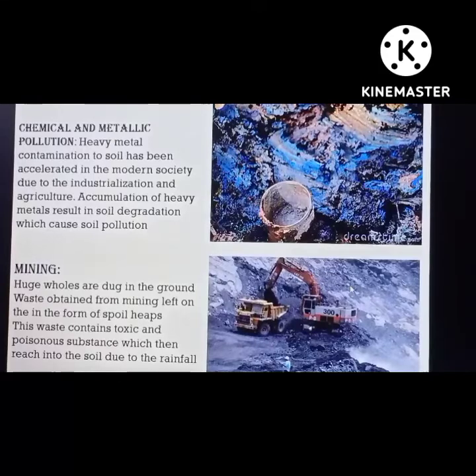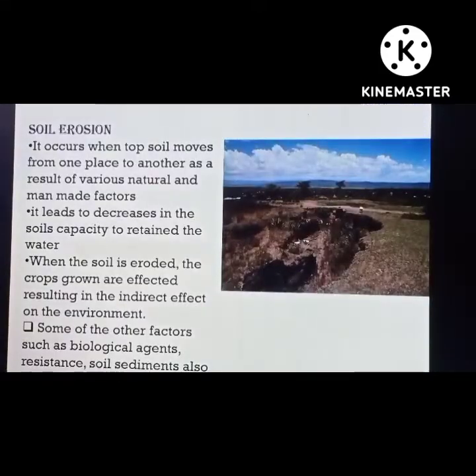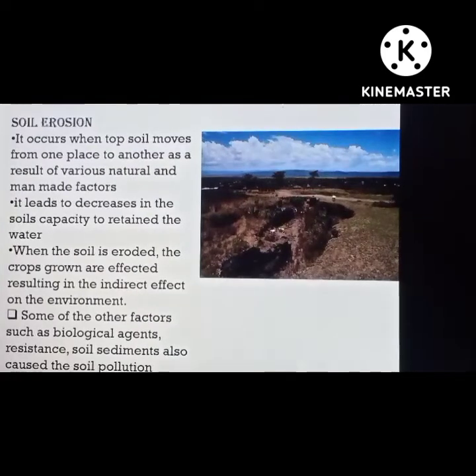Soil erosion occurs when the topsoil moves from one place to another as a result of various natural and man-made factors. It leads to a decrease in the soil's capacity to retain water. When the soil is eroded, the crops grown are affected, resulting in an indirect effect on the environment. Some other factors such as biological agents, resistance, and soil sediments also cause soil pollution.